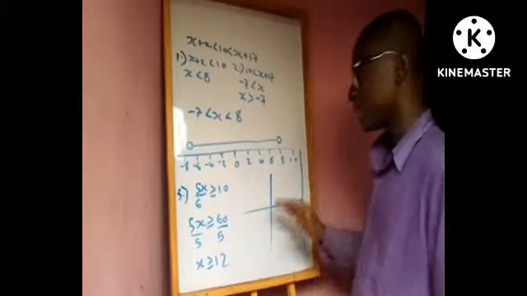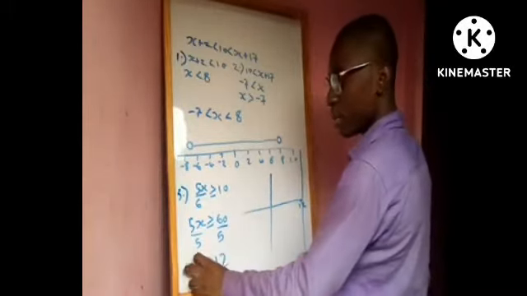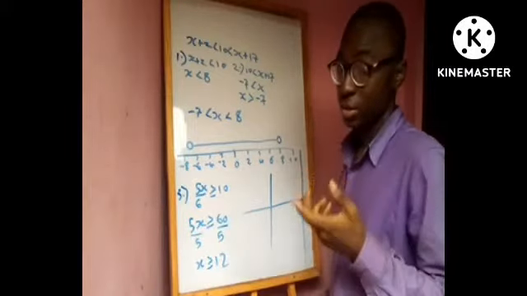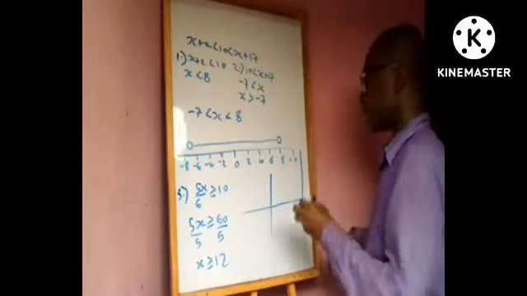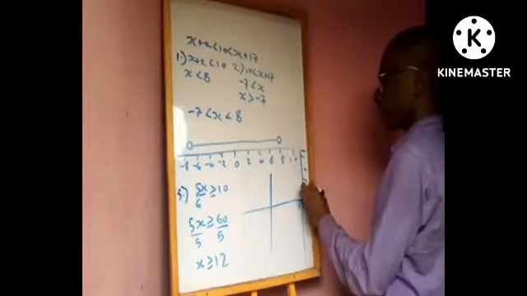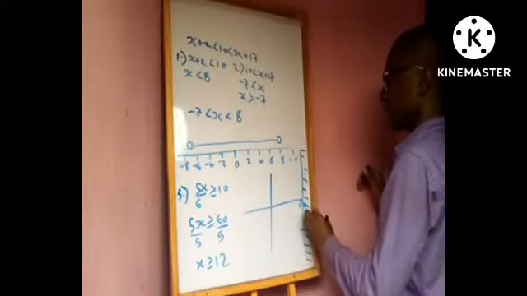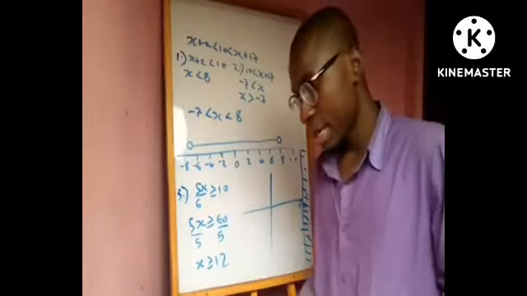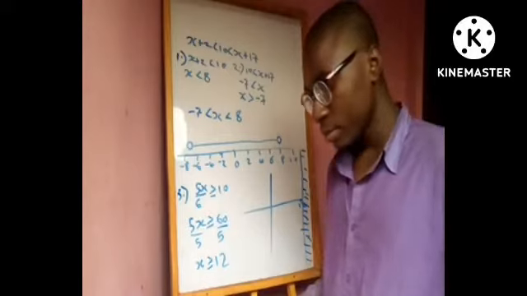So if x is greater than or equal to 12, let's test the origin. When x is 0, that means 0 is greater than or equal to 12. Is that true? That's not true. So the region that is not containing the origin is what we will shade. We shade the region away from the origin. So this region to the right is what satisfies this inequality. That is the region represented by the inequality 5x over 6 is greater than or equal to 10.